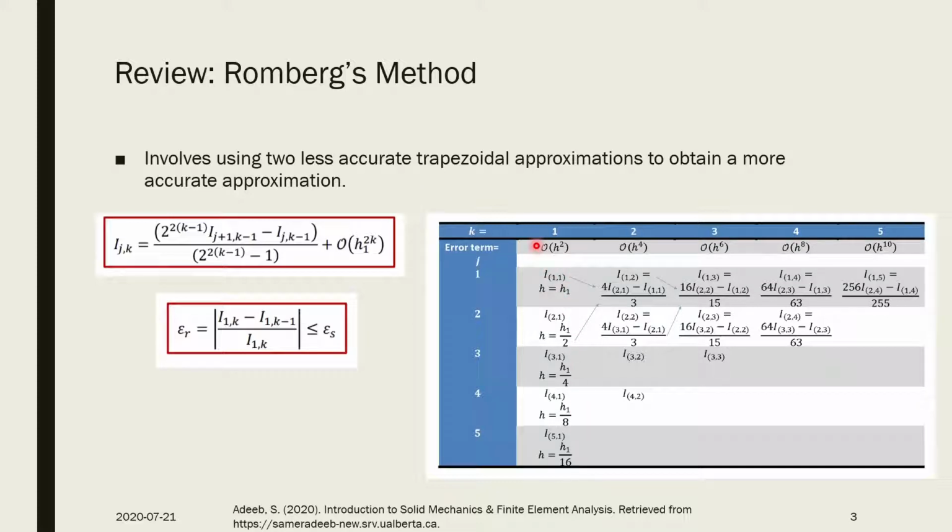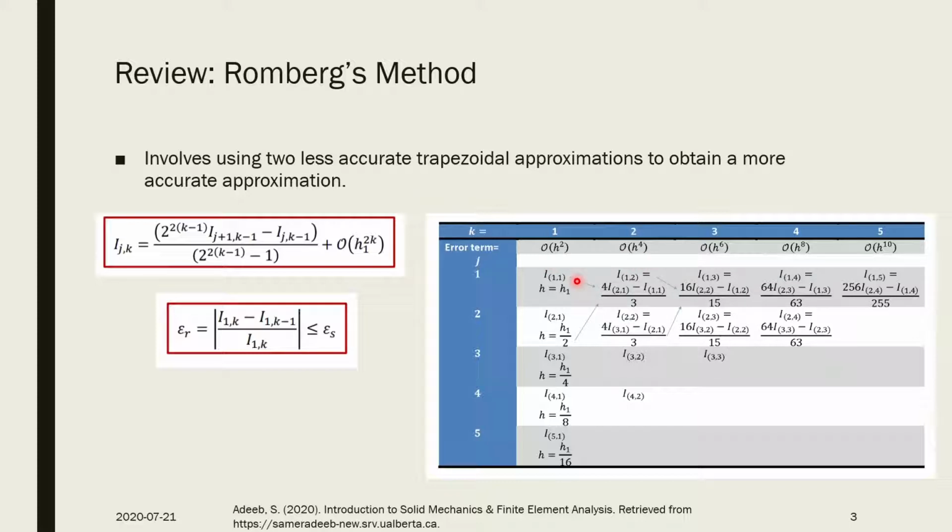So the first column of the table simply involves evaluating the integral using the trapezoidal rule. Up to this column, nothing new is here. You're simply calculating the integral using the trapezoidal rule with a step size of h1. Here you're calculating it using step sizes of h1 over 2, h1 over 4, h1 over 8, and so on. And by using the two approximations, we're able to increase the accuracy level of our estimate from O(h^2) to O(h^4).